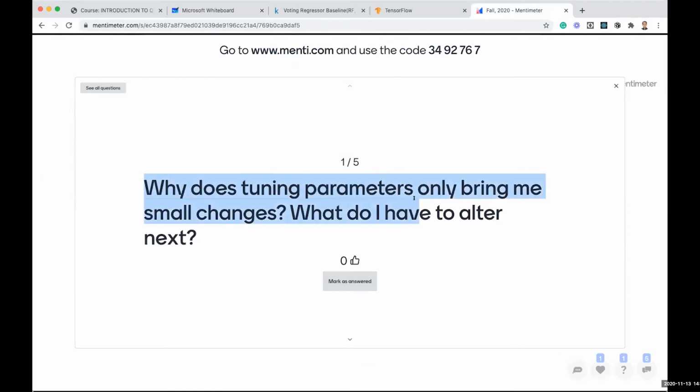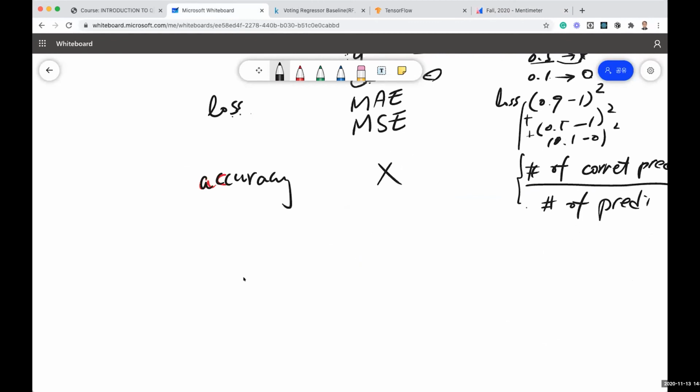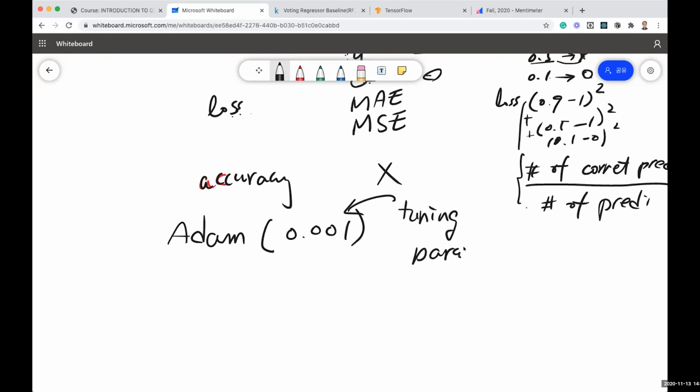Okay, why does the tuning parameter only bring you a small change? The tuning parameter in our case was not yet that much. Maybe you use Adam and 0.001, and that kind of thing is called the tuning parameters. Another name for this specific one is a learning rate.